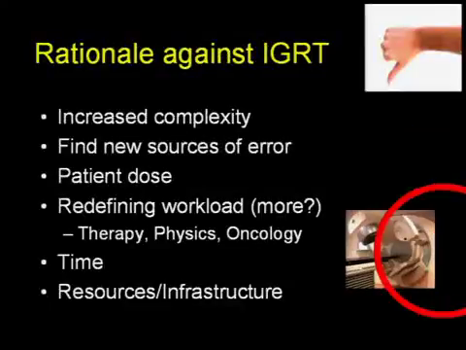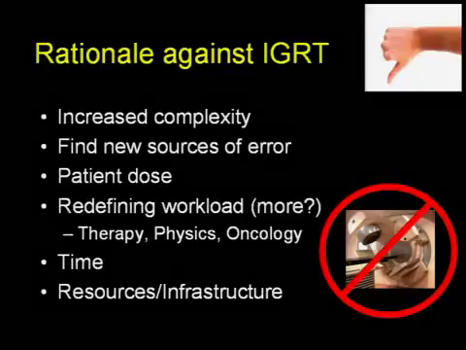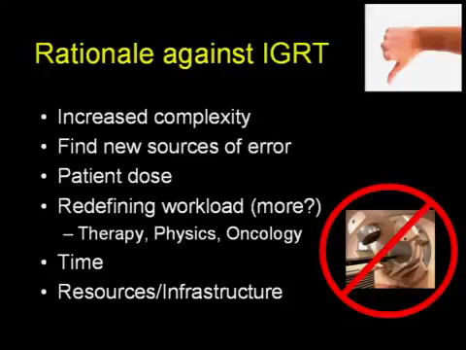There are some arguments against using IGRT, and I will list them here. First of all, IGRT increases the complexity of radiation therapy. And IGRT also reveals new sources of errors that we need to think about and address and correct, which is new for everyone. People are also concerned about the extra dose to the patient from some of these systems, and also may add some workload on people that are already strained in terms of time and resources.